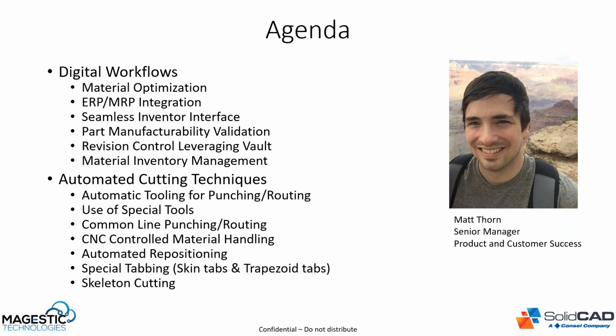bringing in CAD geometry and BOM information, bill of materials, from Inventor seamlessly through our Vault integration with TruNest. And we're going to look at some cutting techniques for automatic tooling for punching and routing, some use of special tools for punching, common line routing and punching, cutting, repositioning, skeleton cutting, and special types of tabs for both of these different processes.